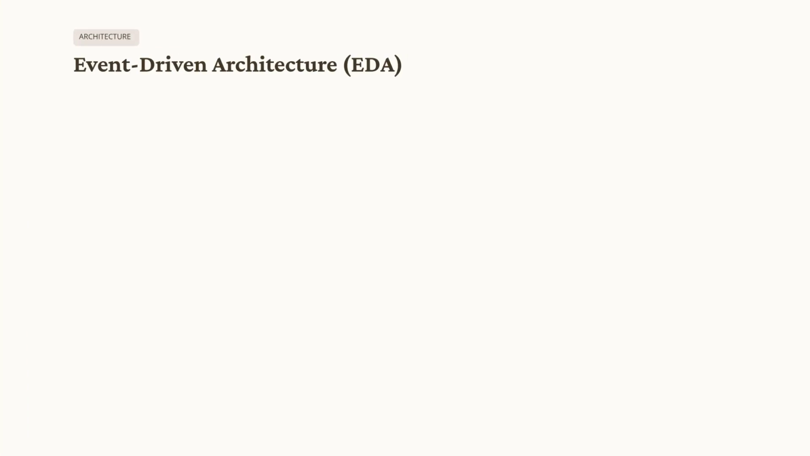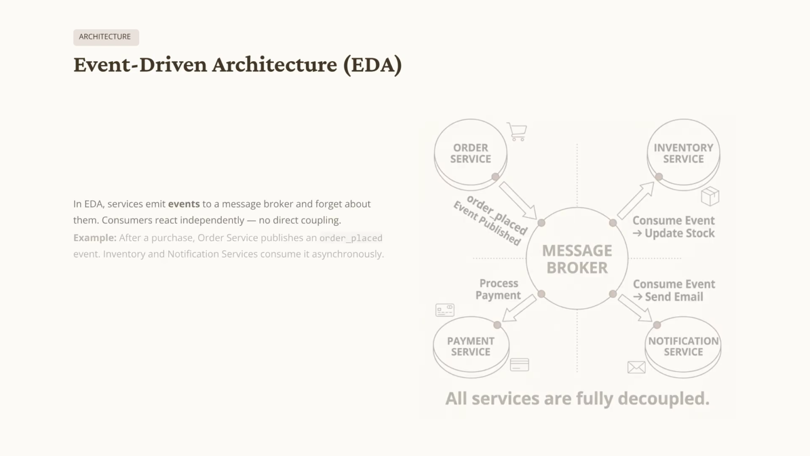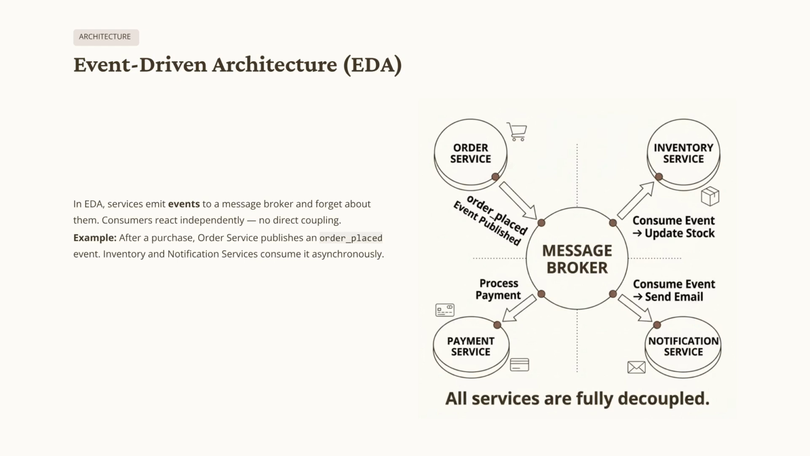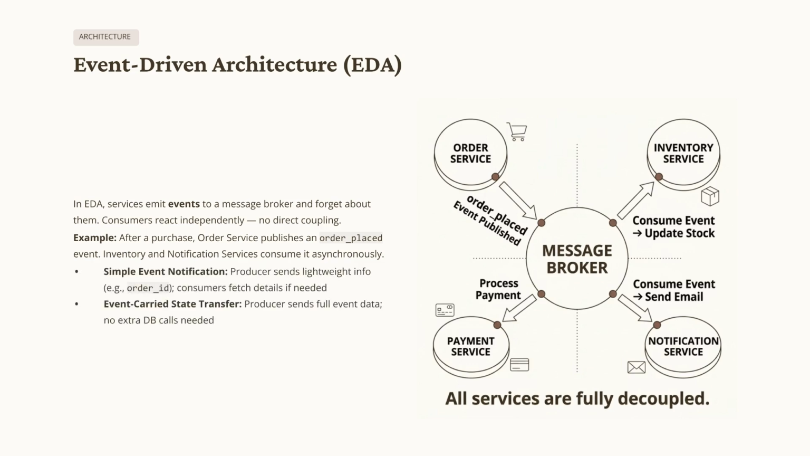Event-driven architecture, or EDA, allows services to emit events to a message broker and react independently without direct coupling. For example, an order service publishes an order-placed event, which inventory and notification services consume asynchronously. Events can use simple event notification or event-carried state transfer.